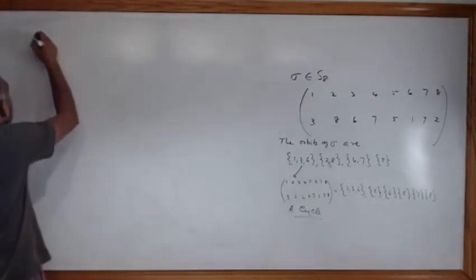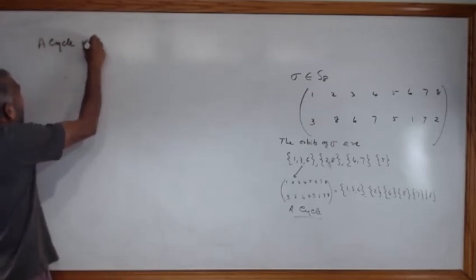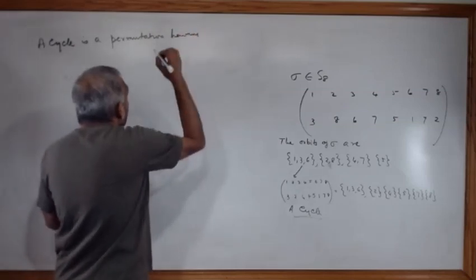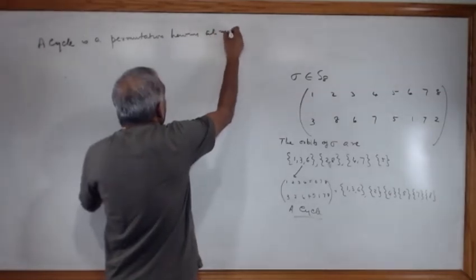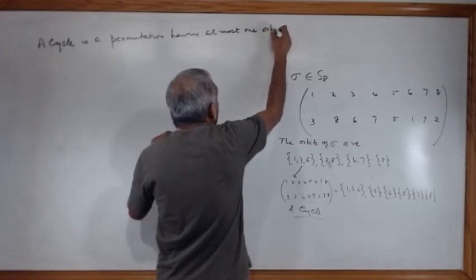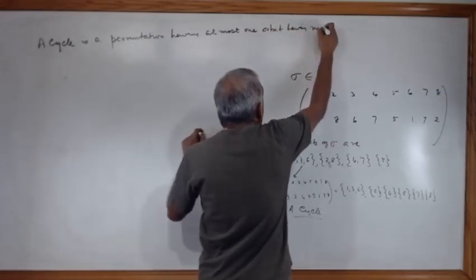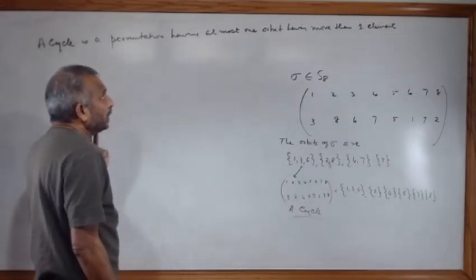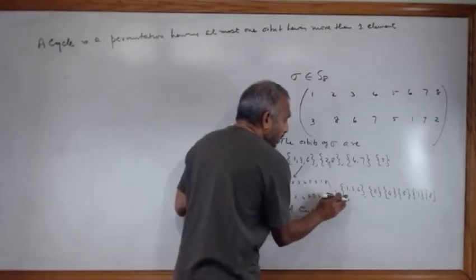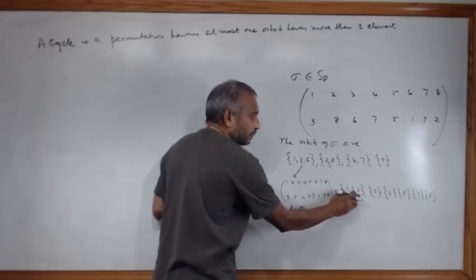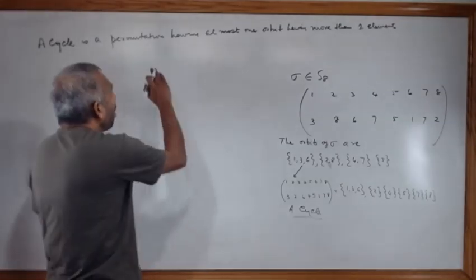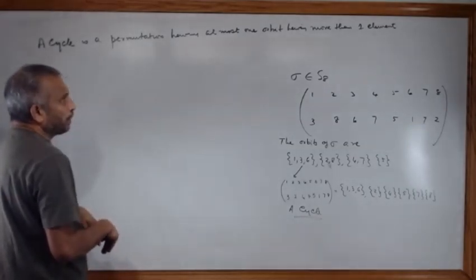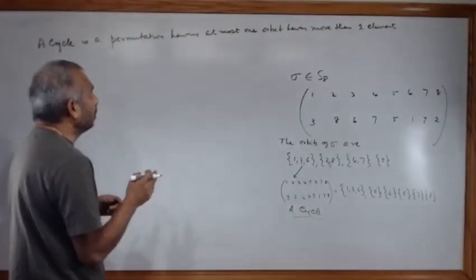So the definition of a cycle is: a cycle is a permutation having at most one orbit having more than one element, meaning only one orbit of this permutation should have more than one element. Maximum. If all the orbits are of one element, then that becomes the identity permutation on Sn, and that is also a cycle.